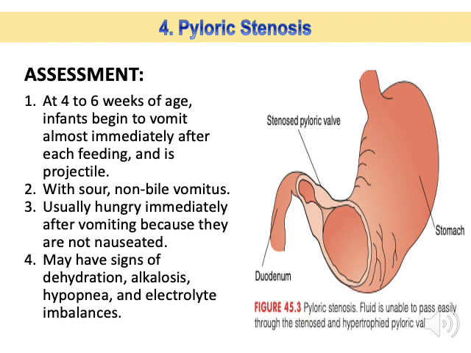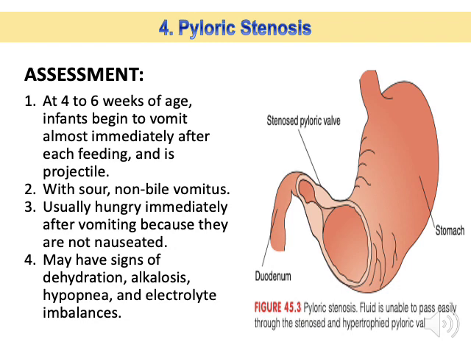First, at 4 to 6 weeks of age, the infant begins to vomit almost immediately after each feeding. So again, it is projectile. The vomiting grows increasingly forceful until it becomes projectile, possibly projecting as much as 3 to 4 feet. Second, the vomitus is sour but non-bilous. It's sour because it has reached the stomach and has been in contact with the stomach enzymes. There is no bile because the feeding does not reach the duodenum.